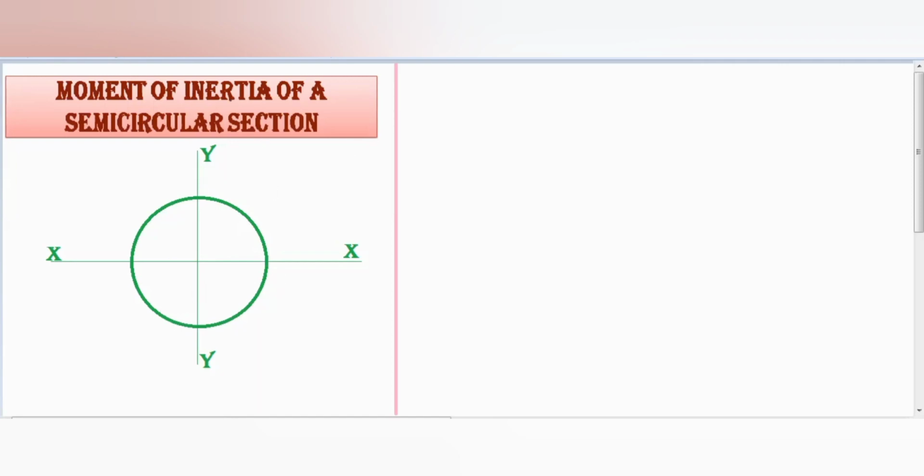Okay. So here there is a circular section given. And here you can see the center of gravity of the circular section. That will be here. So this will be the x-axis passes through the center of gravity. This will be the y-y axis passes through the center of gravity.